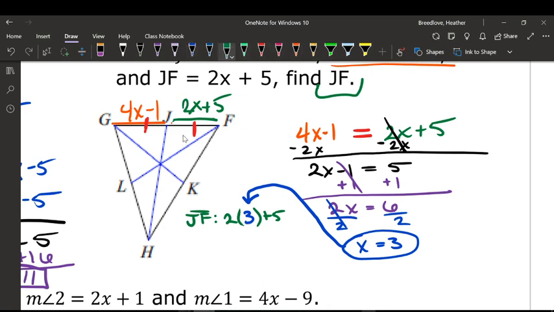All right, so now I have 2 times 3, which is 6, plus 5. And 6 plus 5 is 11. So that means that segment JF equals 11.